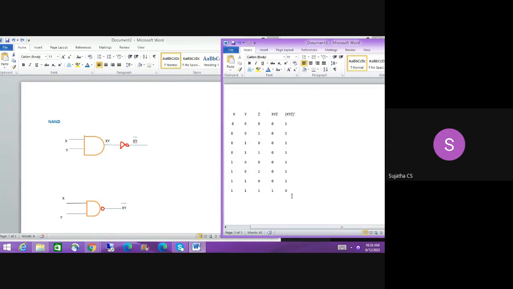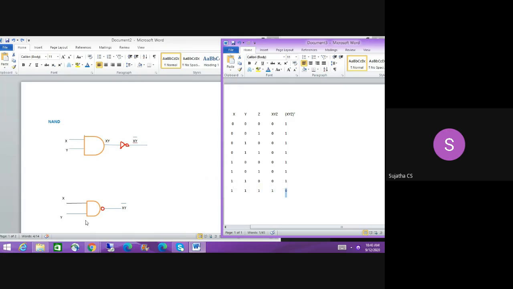So any combination of 0 and 1, you will get high output. If you see the truth table, you will come to know. So a combination of any high and low, you will get the high result. Then if all the inputs are high, then definitely using a NAND gate, you will get the output low.